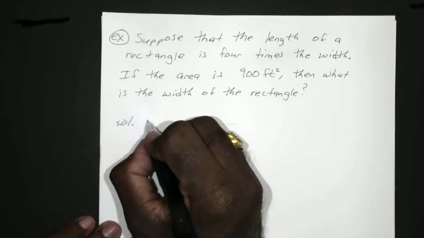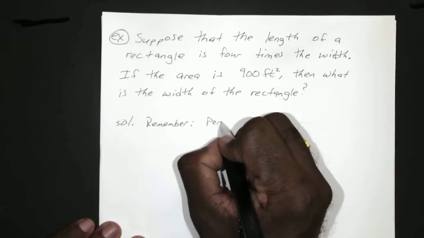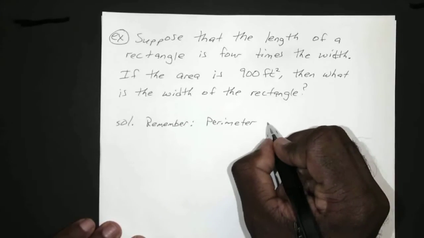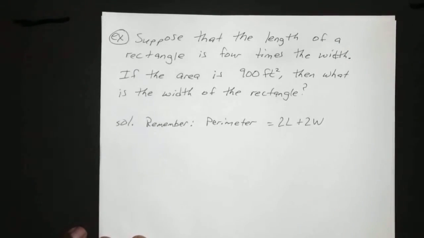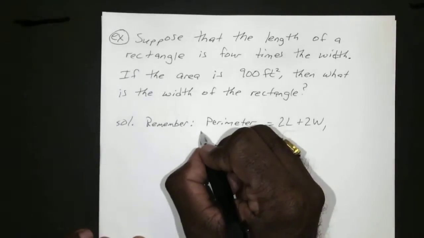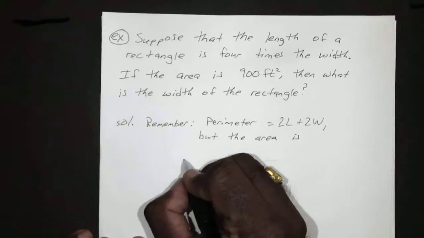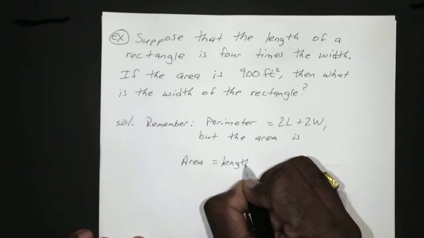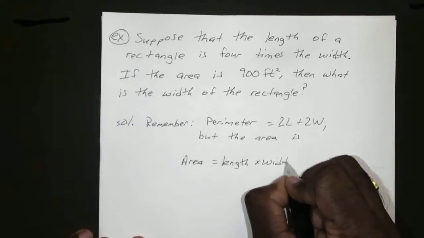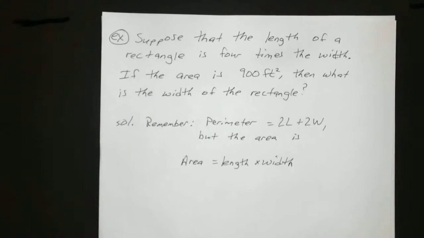Okay. Now remember that the perimeter is equal to 2 times the length plus 2 times the width. I'm basically just adding all the sides together. But the area equals the length times the width. Okay, so this is the formula we're going to use.